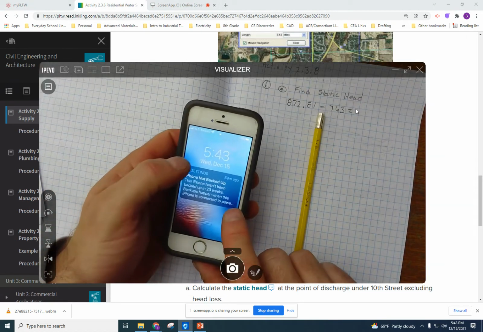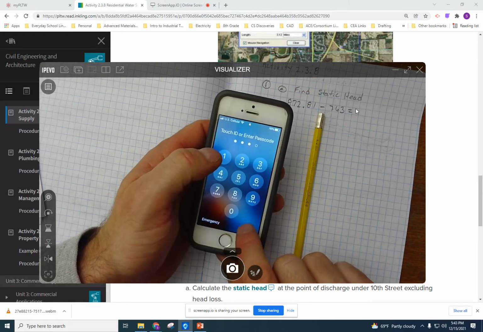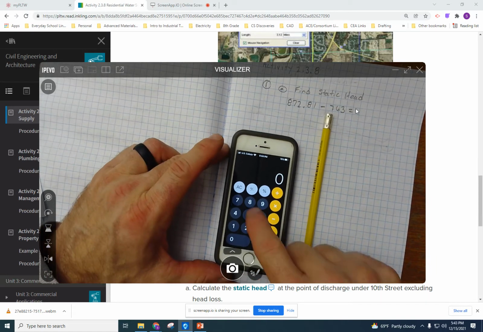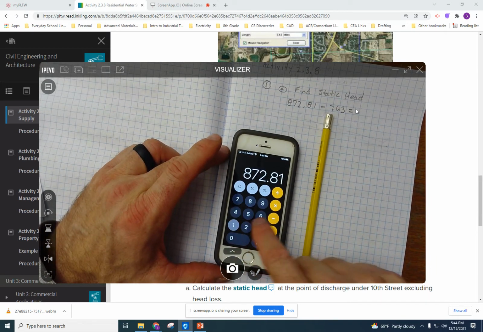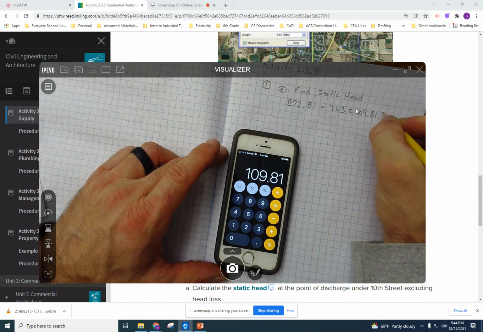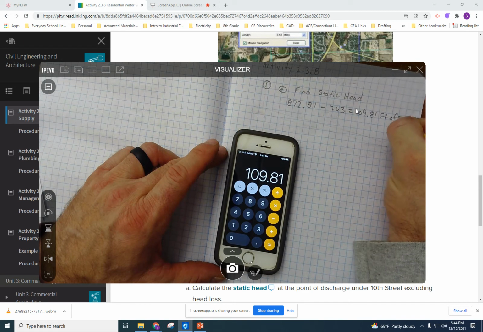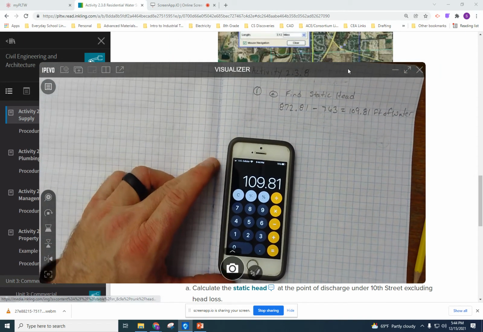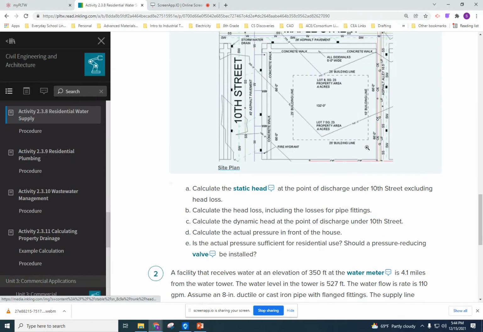I'm going to go onto my calculator. 872.81 minus 763, and I get 109.81 feet of water. That is my static head. Okay, so I'm going to come back over here.